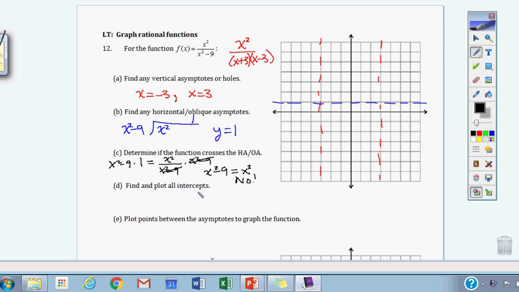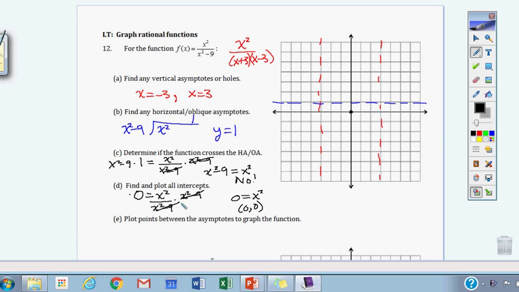All right, so find and plot all intercepts. Well, that means to find the x-intercepts, I would go like this. And I would have x squared over x squared minus 9. Very simple to see that if, again, I multiply both sides by x squared minus 9, that's going to be just 0 equals x squared. So I'm going to get an x value of 0, which obviously means if I started with a y value of 0 here, I got an x value of 0. So this is going to be right there.